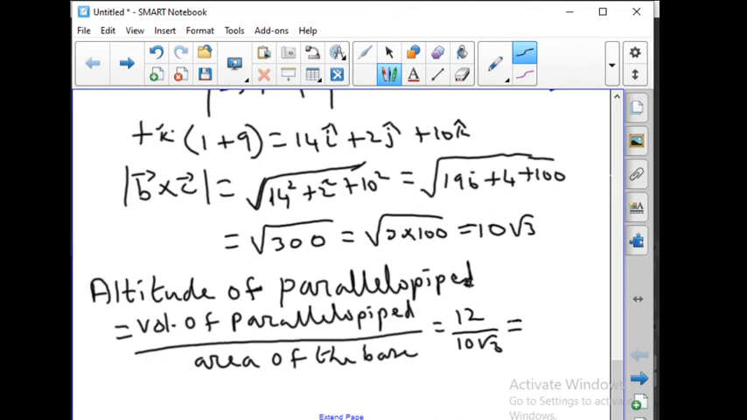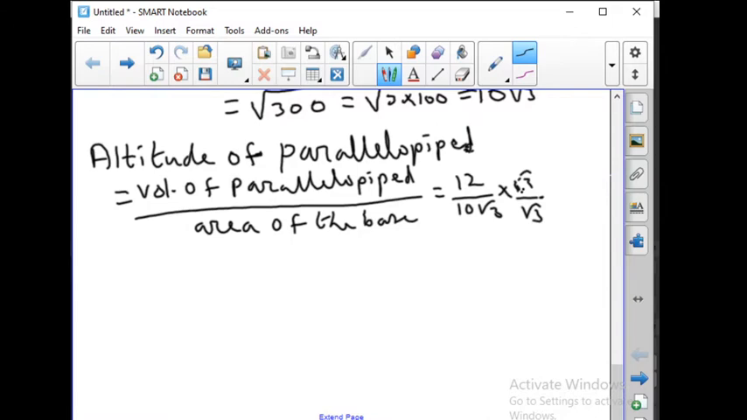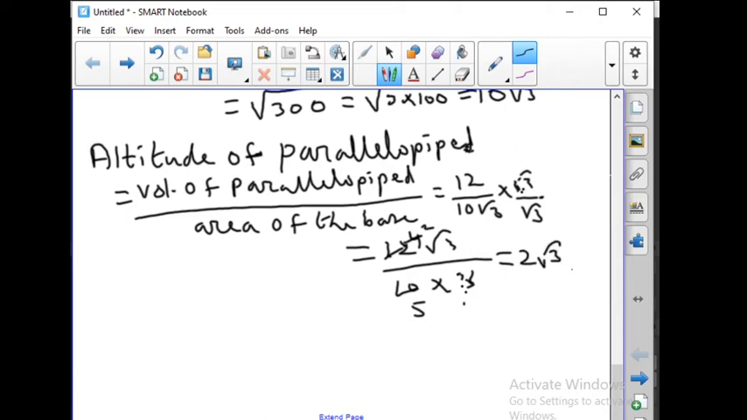Rationalizing the denominator, you have learnt already. So, multiply both numerator and denominator by root 3. So, we get 12 root 3 by 10 into 3. So, 3 goes here 1 time and here 4 times. Then 2 goes here 2 times and 5 times. So, finally you get 2 root 3 by 5. Okay, now the 6th question can be taken for homework. We will go to question number 7.